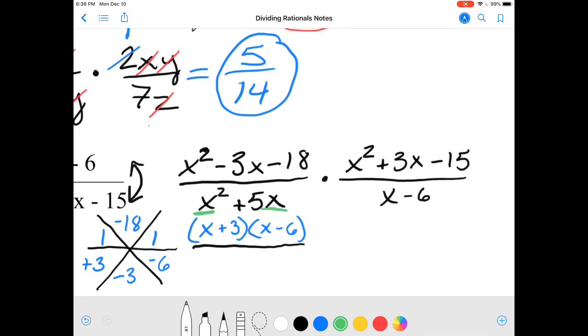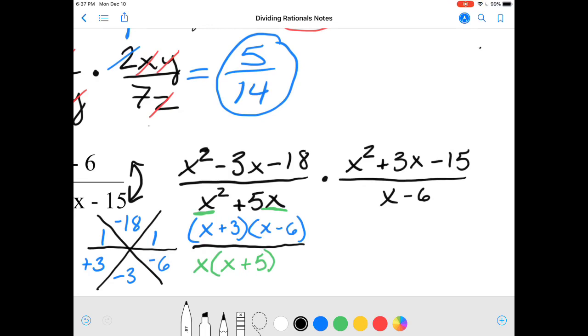Now, x squared and 5x share a common factor of x, so we can put that on the outside of our parentheses when we're factoring this. X squared divided by x is x, and 5x divided by x is 5. So we have x times x plus 5.